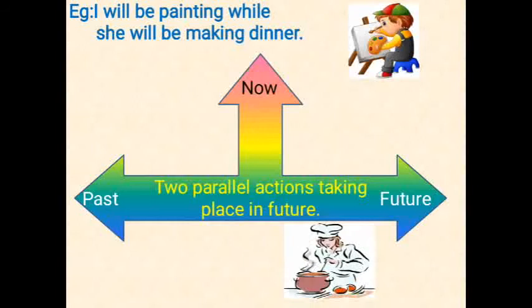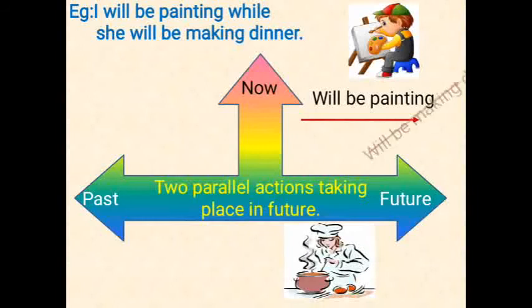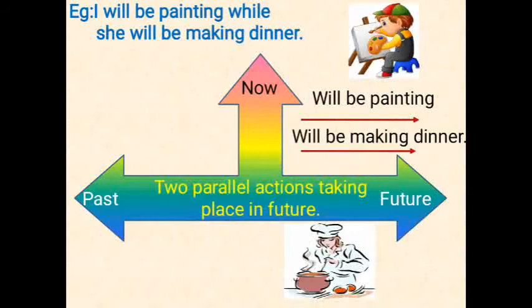So, what are those two parallel actions? One is will be painting. The second one is will be making dinner. So, this timeline has signal words like while and. Okay, so we use the future continuous tense in all these three cases, and we have also learnt about the signal words and the examples.